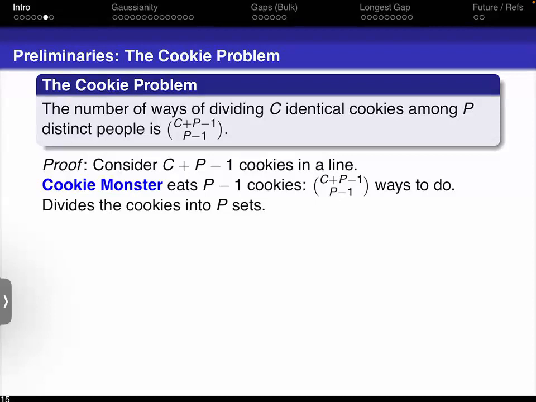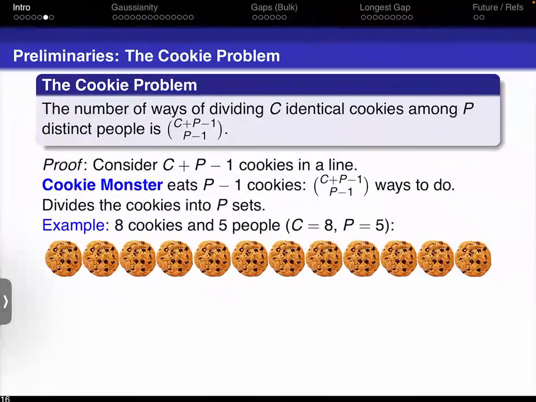I'm going to deal with the original classic Cookie Monster who is always up eating cookies. For him, cookies are not a sometimes food. He is game on for eating cookies. Okay, so imagine we put C plus P minus 1 cookies in a line, and Cookie Monster comes and eats P minus 1 cookies. Well, if he eats P minus 1 cookies, how many cookies are left? C. And it turns out that if he does this, it's going to divide the cookies into P sets.